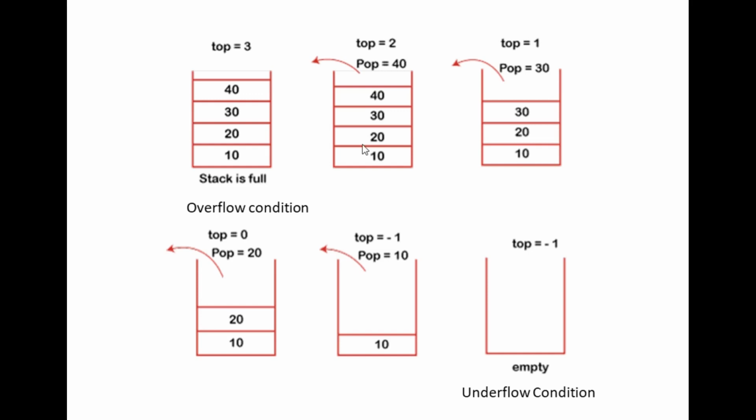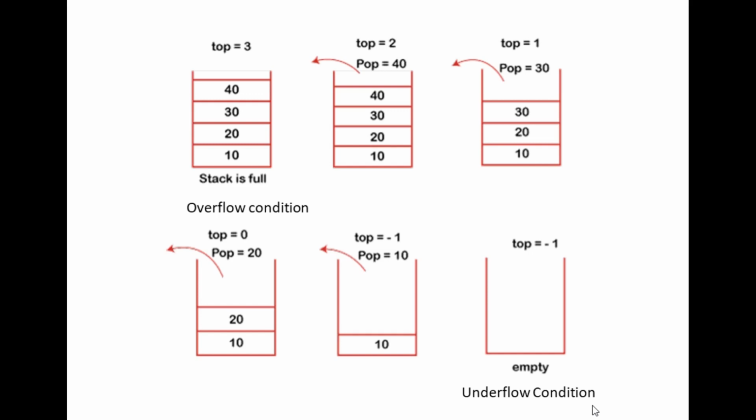And if we keep on removing elements from the stack one by one, as you can see, in the second diagram I have removed 40, in the third I have removed 30, in this diagram I have removed 20, and in this diagram I have removed 10. At this position the top will be -1 as there is no element in the stack, and in this situation if we perform a pop operation, an underflow condition will occur, which means that the stack is empty and no elements can be removed from the stack. So this was the whole idea about a stack.